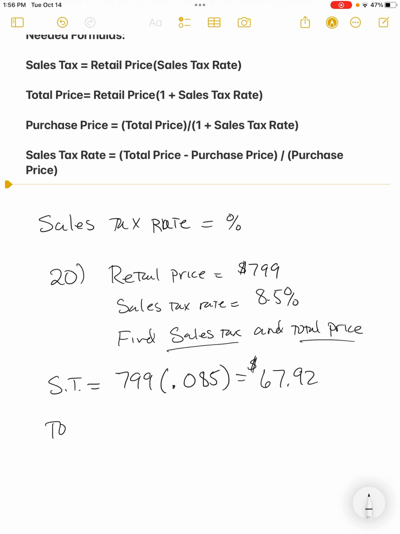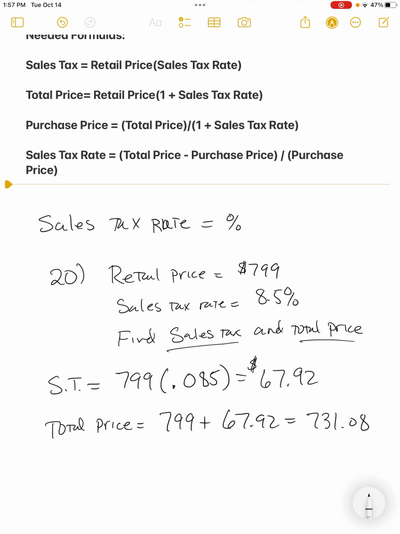To find the total price, we have a formula. I'll stick with that, but you could always add your sales tax to the original amount. So it should be $7.99 plus $67.92. That's a fast way to do it. Now that formula is not up there, but it's just the intuitive way to do it. The price is $7.99, I have to pay $67.92 in sales tax, let me just add the two. So $7.99 plus $67.92 comes up to $731.08.